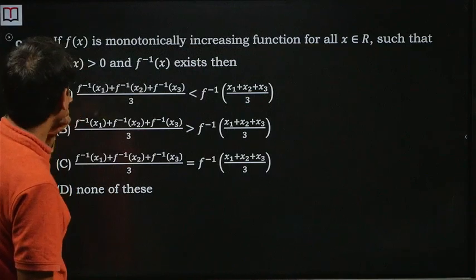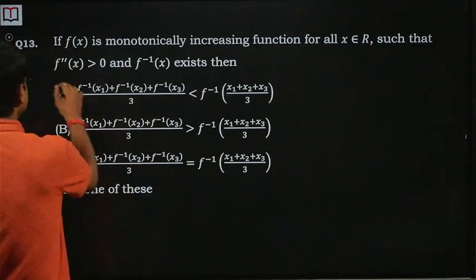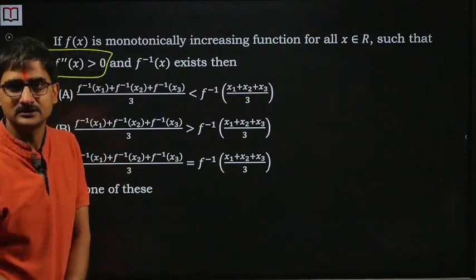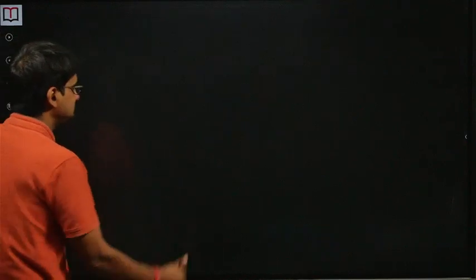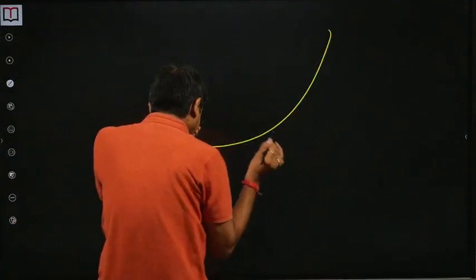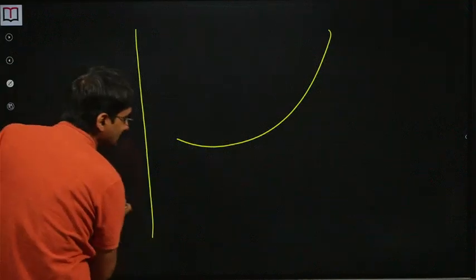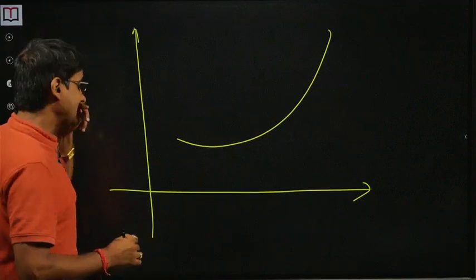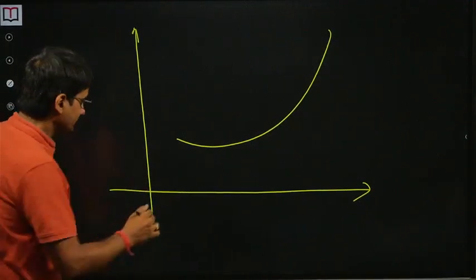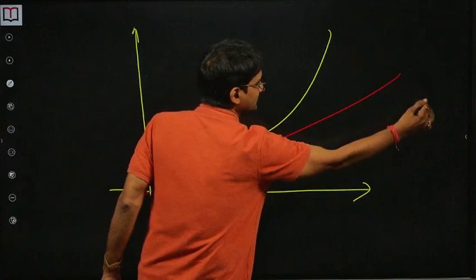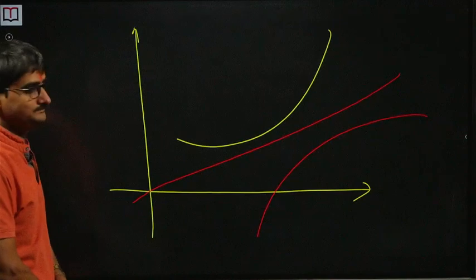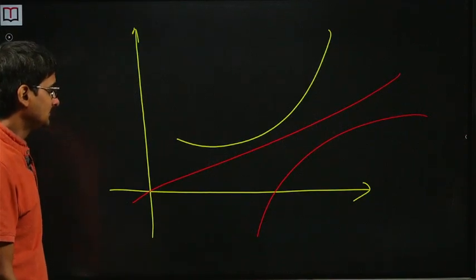Monotonically increasing function for all x. f double dash x is positive. f double dash x positive means the curve has to open up. So that's the curve of f(x), open up, increasing. Okay, and the curve for f inverse x will be something like this, open up.